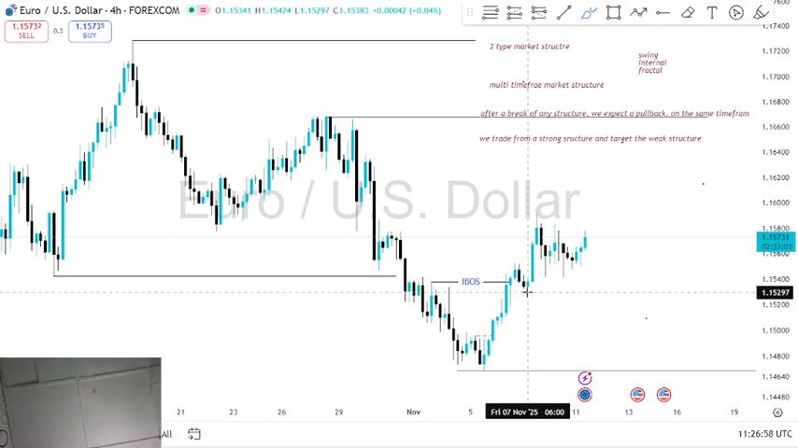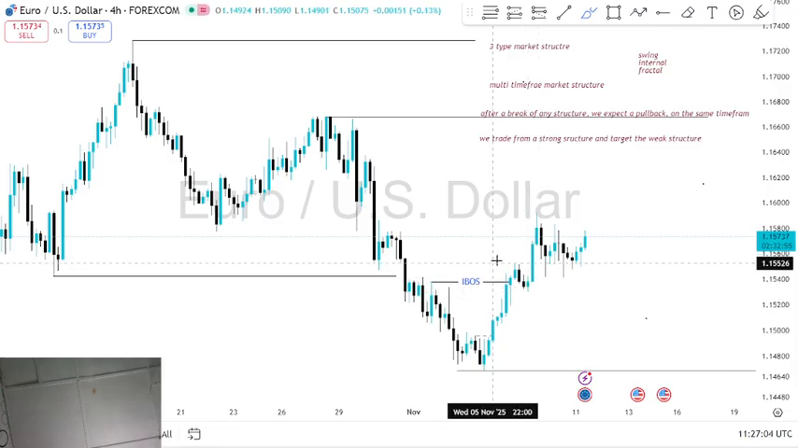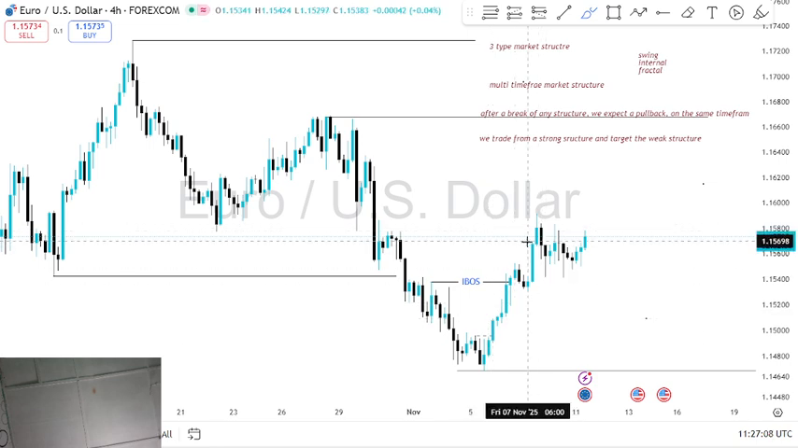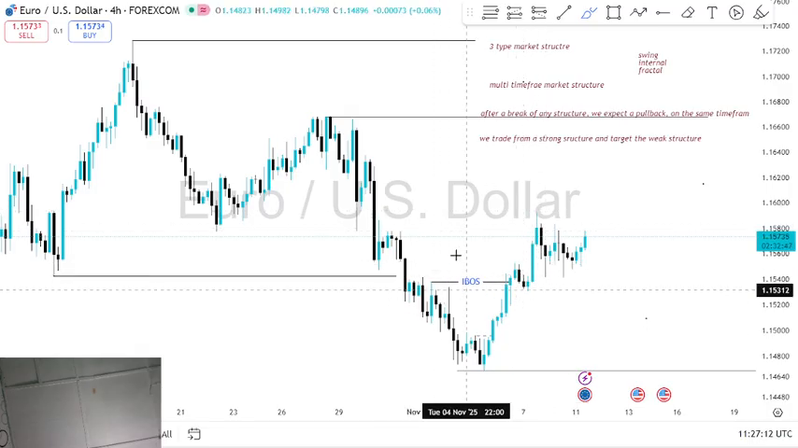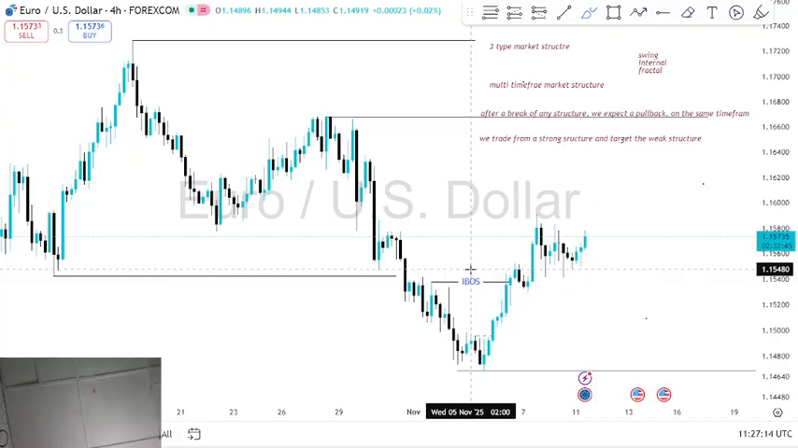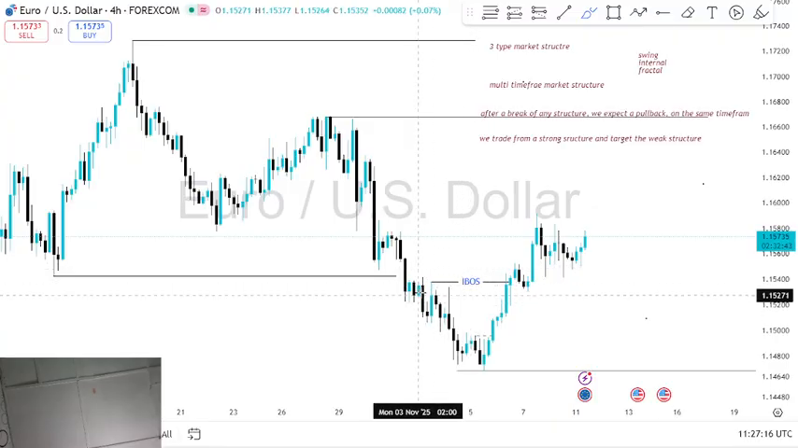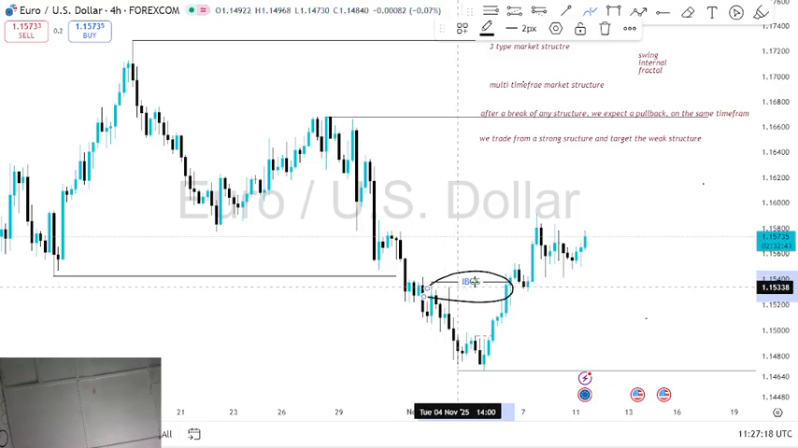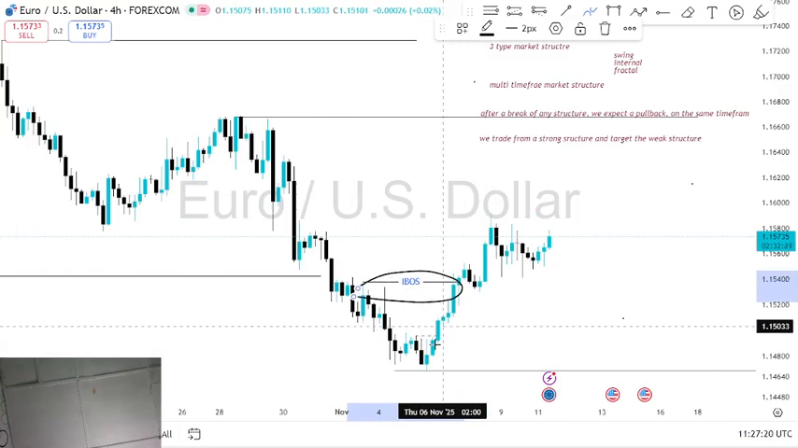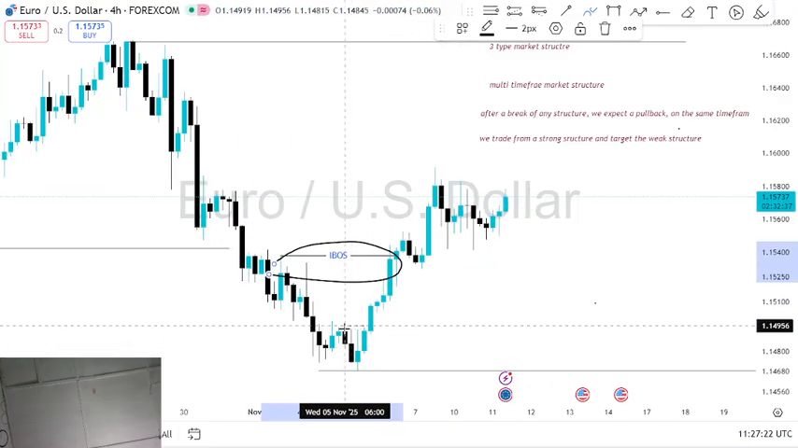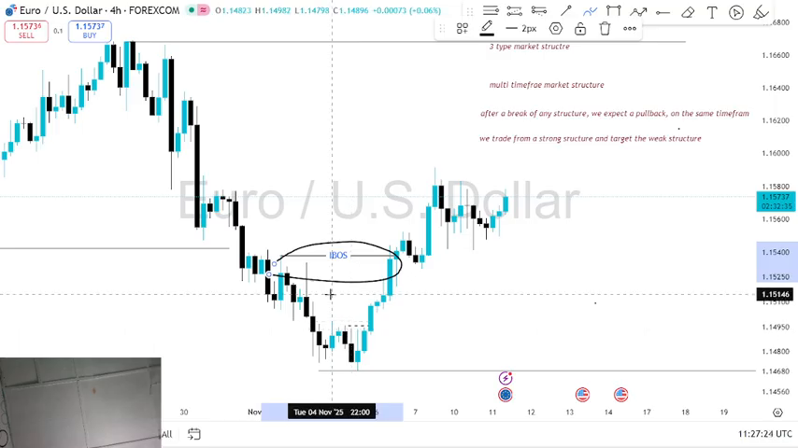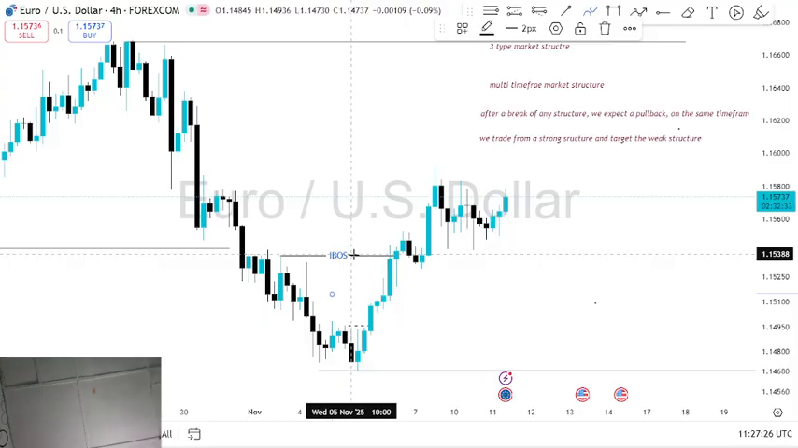It is not the true confirmation. The true confirmation happens when we get an internal break of structure, because here is a strong structure. Eyeballs is a strong structure. Chalk is a change of character, it's a strong structure. We don't expect a strong structure to break.